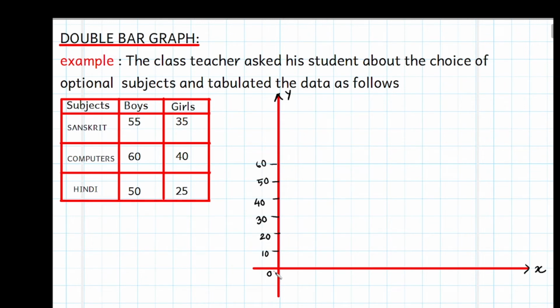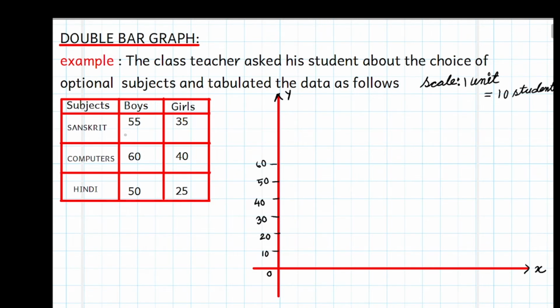Or see, here all the values are divisible by 5. So you can take like that also: 0, 5, 10, 15, 20, 25, 30, 35, 40, 45, 50, 55, 60. Like that also you can take. It's up to you, but it should be clear. You have to mention the scale. So what scale are we taking here? Scale is 1 unit equal to 10 students.